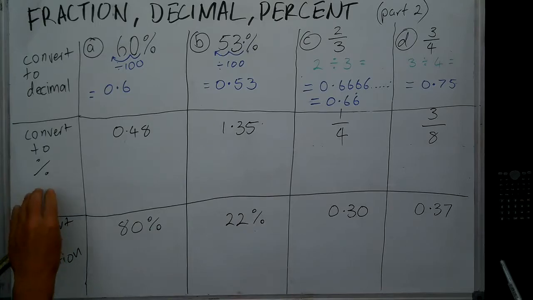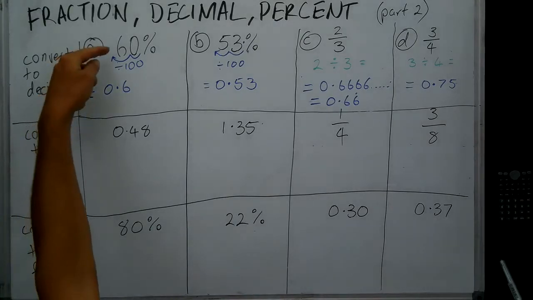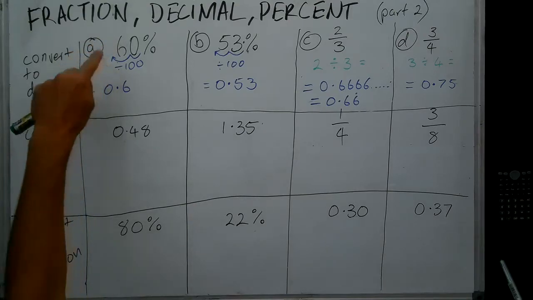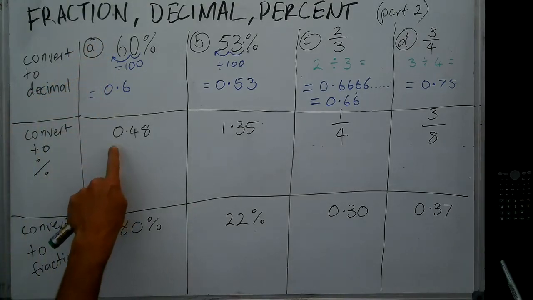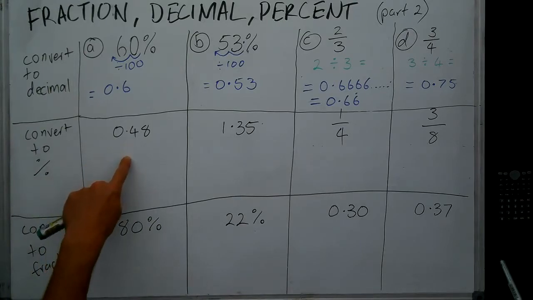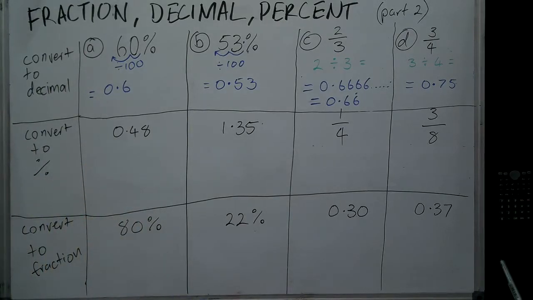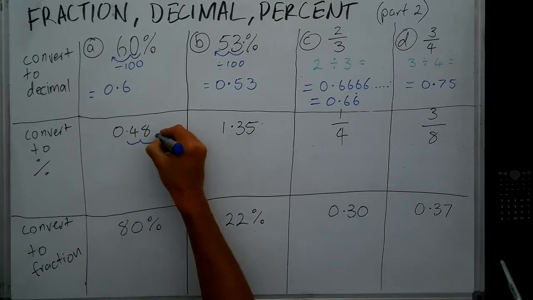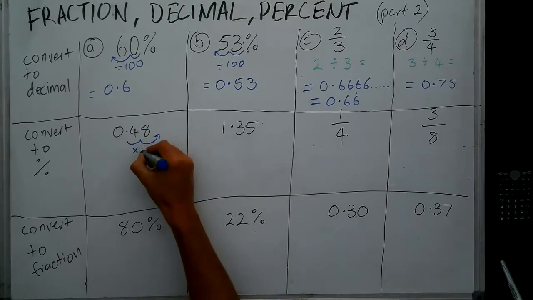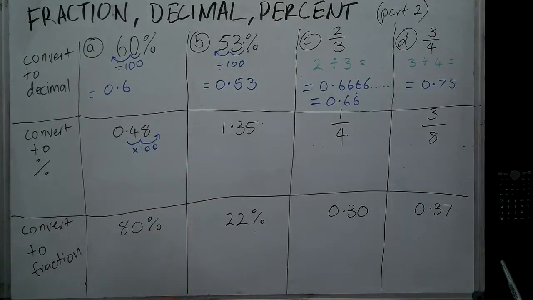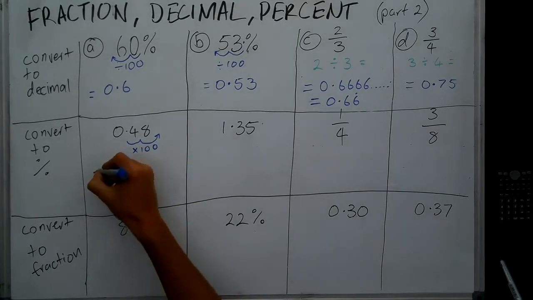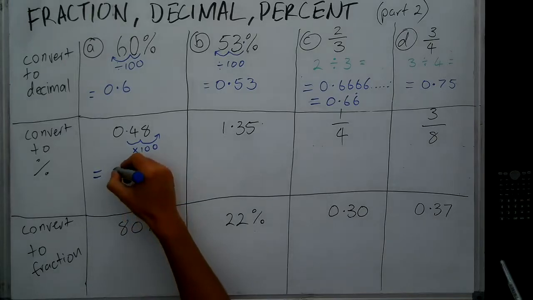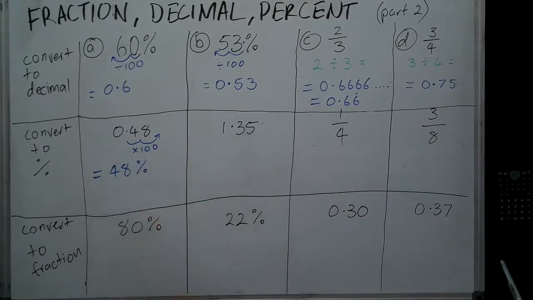Okay, so to convert to a percent, up here we had percent to decimal, we divided by 100. Looking at decimal to percent, we multiply by 100. So there's our decimal place, and we want to move it 2 spaces that way by multiplying by 100. So without a calculator, this equals 48%.